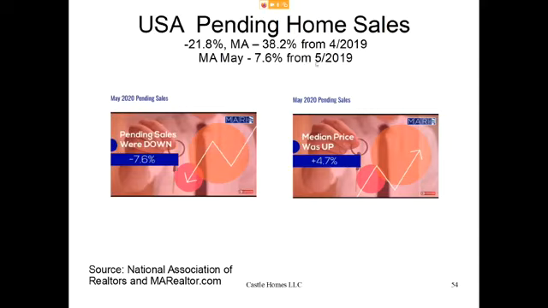Okay, now pending home sales, we have a new read coming out on Monday, but I wanted to get this out. That should be the last new read, I think, to update the series. For national, in April, we were down 21.8%. Massachusetts was down 38.2%. And then Massachusetts in May is down 7.6%. And the price is still going up, so that's trending.